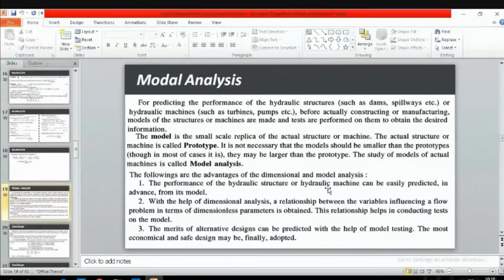In R&D, first of all, one model is prepared, testing is done on the model, and if we get the desired result, then the prototype is built, and then the actual working is observed. In this way, R&D is done in different companies.